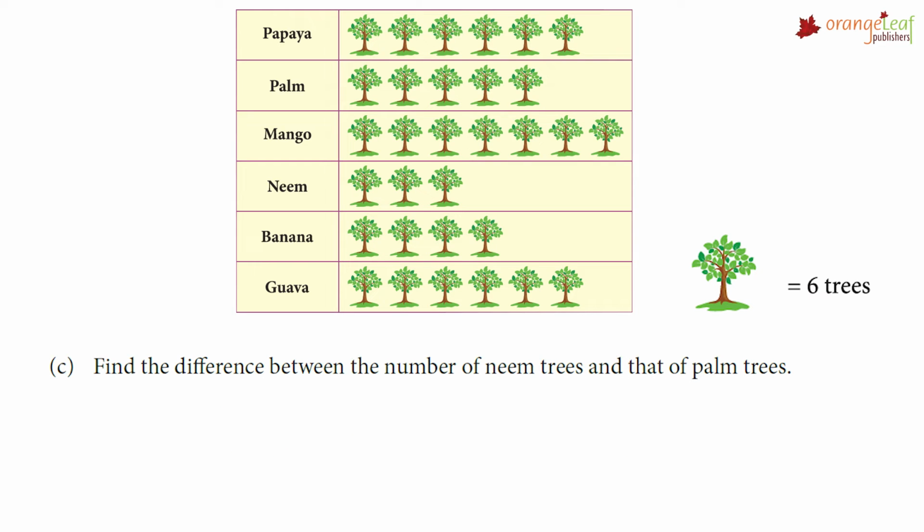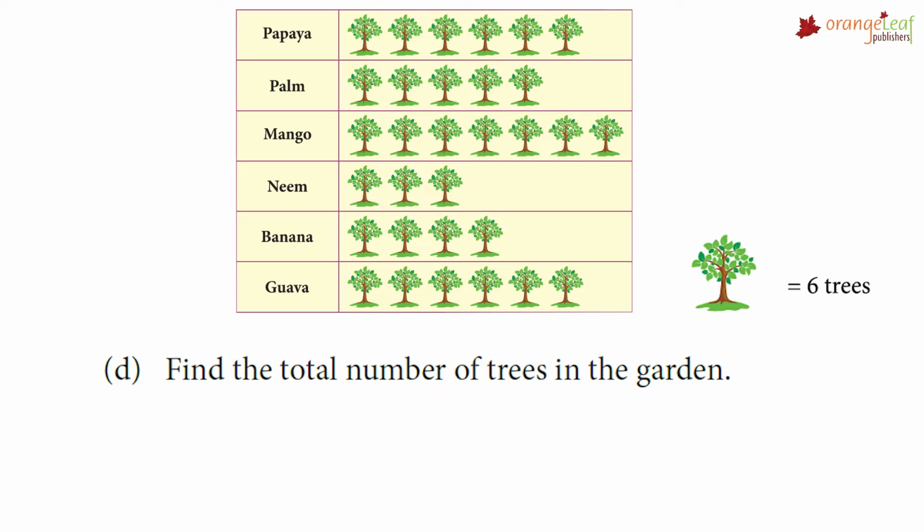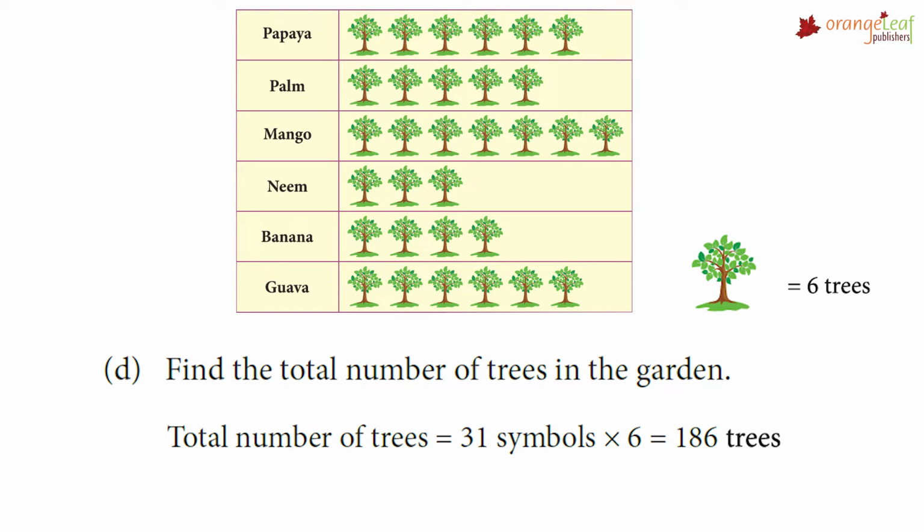Find the difference between the number of neem trees and palm trees. We can see that there are 5 into 6, which is 30 palm trees, and 3 into 6, 18 neem trees. So 30 minus 18 is 12 trees. Find the total number of trees in the garden. The total number of trees would be the total number of pictures into 6, which is 31 pictures into 6, which is 186 trees.